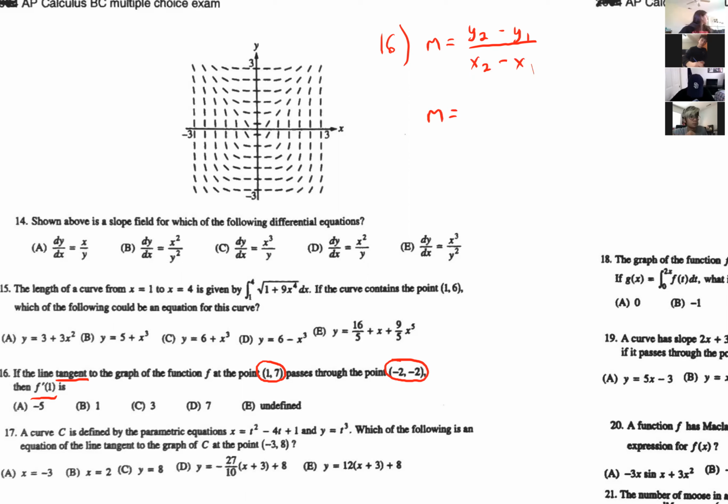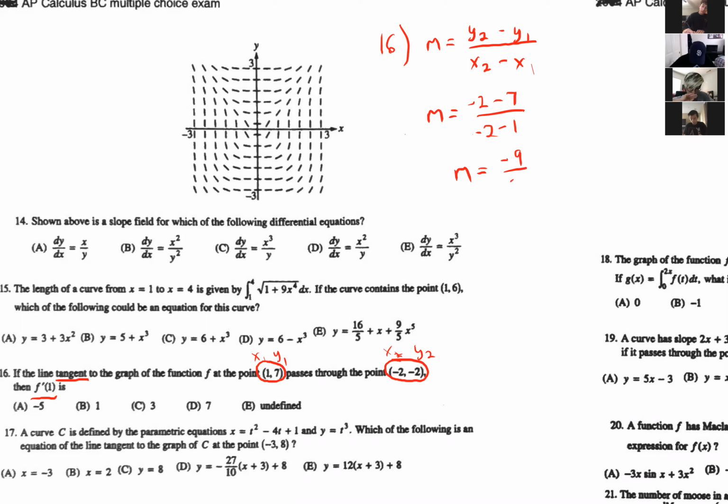So I'm going to do y2 minus y1, so negative 2 minus 7 over, so I'll say this is x1, y1, and this is x2, y2. Then on the bottom, I have negative 2 minus 1. So this is going to be negative 9 over negative 3, which equals 3. And this m is the same as f prime of 1, because here it tells you that it's a tangent line, and when x equals 1, it's going to be 3.